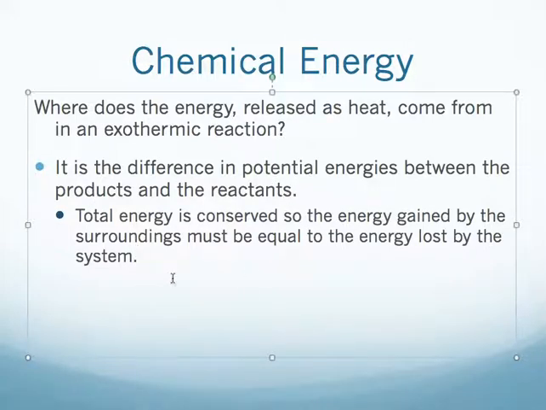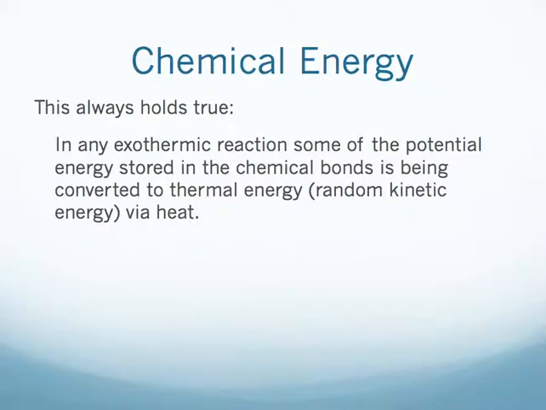And it is the difference specifically between the potential energies of the reactants and the products. So total energy is conserved. The energy gained by the surroundings is equal to the energy lost by the system. So potential energy going into kinetic, not unlike your pendulum, right? It has potential energy, and as it swings down, it gains kinetic energy. It is the same idea, the microscopic version. So this always holds true. In any exothermic reaction, some of the potential energy stored in the chemical bonds is being converted to thermal energy, or random kinetic energy, via heat.